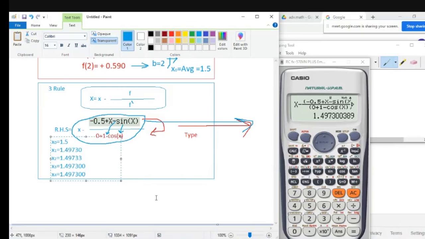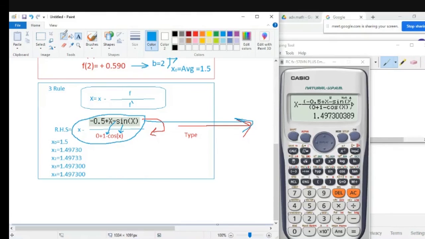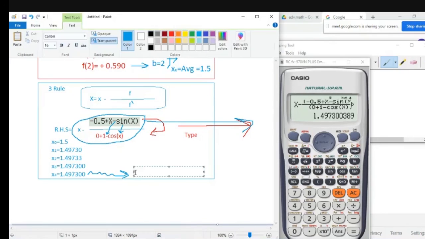Now I have all of them. As you can see, we did them together. I will take only the last one and mention this is my final answer. Then the final answer here is x equal to the last value, which is 1.497300. This is the solution.